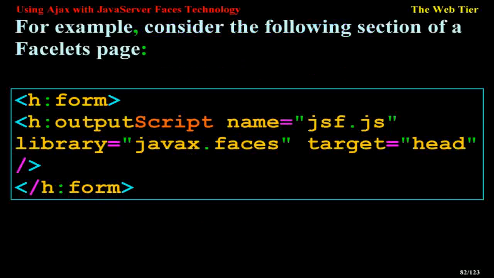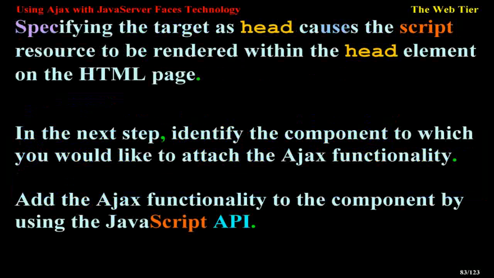<h:form> <h:outputScript name="jsf.js" library="javax.faces" target="head"/> </h:form>. Specifying the target as head causes the script resource to be rendered within the head element on the HTML page. In the next step, identify the component to which you would like to attach the Ajax functionality. Add the Ajax functionality to the component by using the JavaScript API.